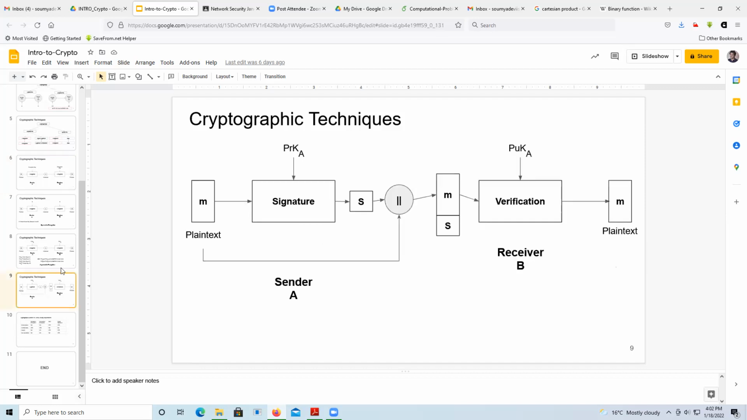I forgot to mention the requirements for digital signature. Digital signature also has similar requirements. For example, without having the proper private key, no one should be able to create a valid signature. Valid signature meaning one which will pass the verification test. So when we discuss such things, these are security requirements.